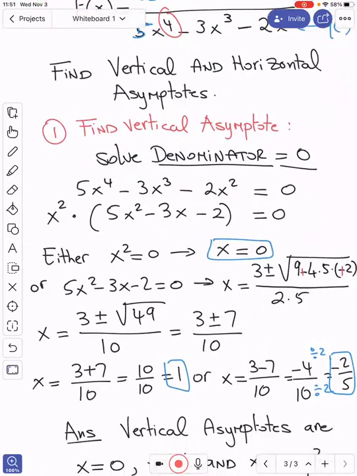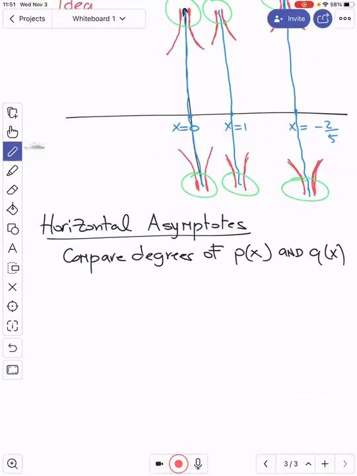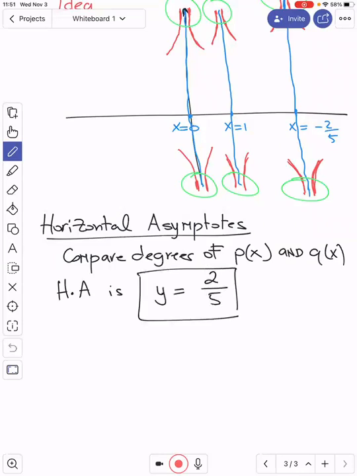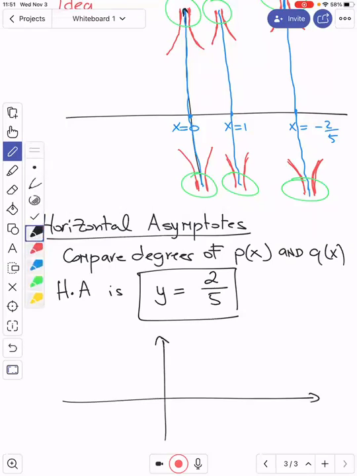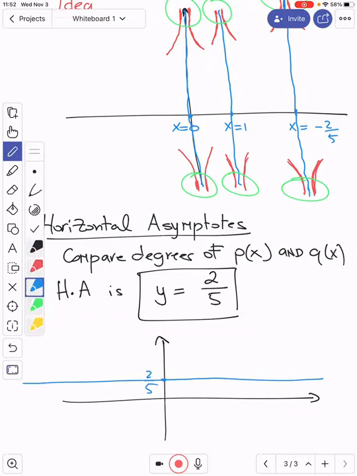All right, let me just write down the answer here. So the horizontal asymptote is y equals 2 over 5. Okay, so in your graph, 2/5 here, this is y equals 2 over 5, this horizontal asymptote right here, and then the graph, as I said, at infinity is going to be very close to your horizontal asymptote, but never actually touch the horizontal asymptote.